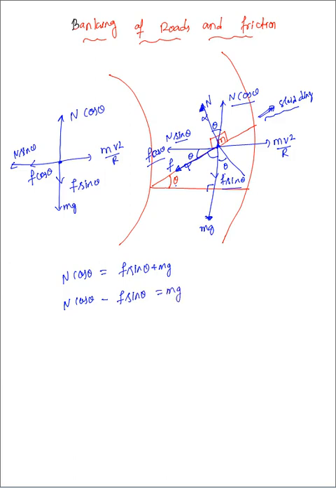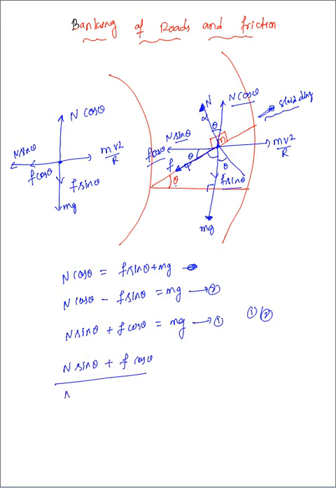Now if you observe the horizontal components, N sin theta plus F cos theta is equal to mv square by r. Let me call this equation 1 and this equation 2. Now let me divide 1 by 2. If you divide, N sin theta plus F cos theta divided by N cos theta, it's minus, F sin theta equals, this is mg. One second, let me check.